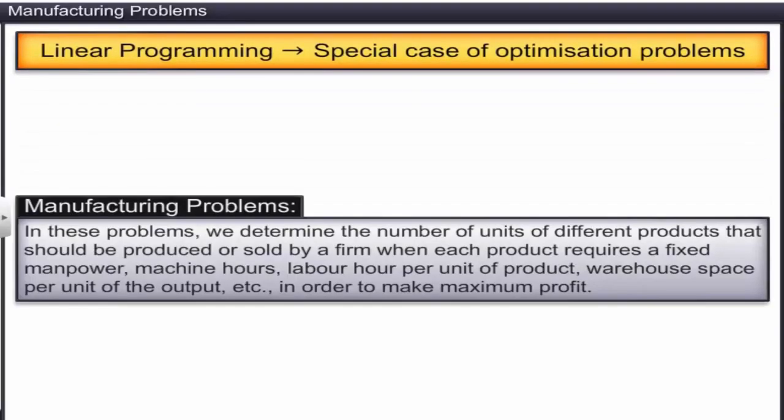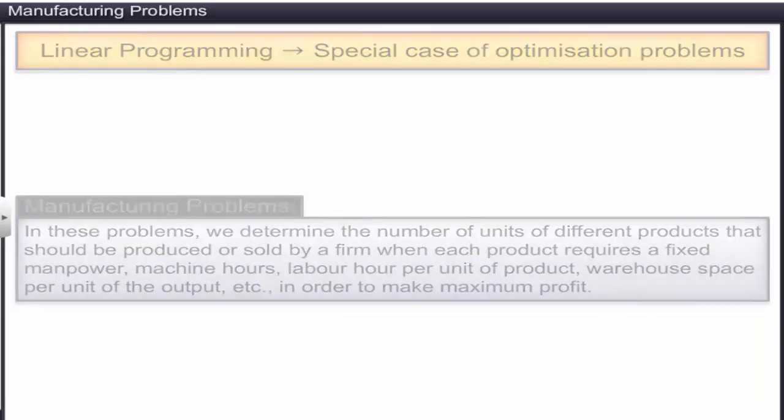Manufacturing problems are helpful in determining the number of units of different products that should be produced or sold by a firm when each product requires a fixed manpower, machine hours, labor hour per unit of product, warehouse space per unit of the output, etc., in order to make maximum profit. Let us take one example of this type.